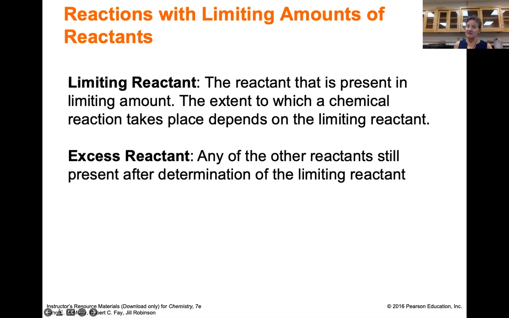Another thing to think about is that usually if you just mix some things together for a reaction, you don't put them in the correct ratio. Sometimes it's because one is expensive and you want to make sure it all reacts, so you put some excess of the other in. Or one is really toxic and you want to make sure it's all used up. So usually you mix up things that aren't in the correct ratio for all of them to react. The limiting reactant is the reactant that's present in the limiting amount. So the extent to which the chemical reaction takes place depends on this.